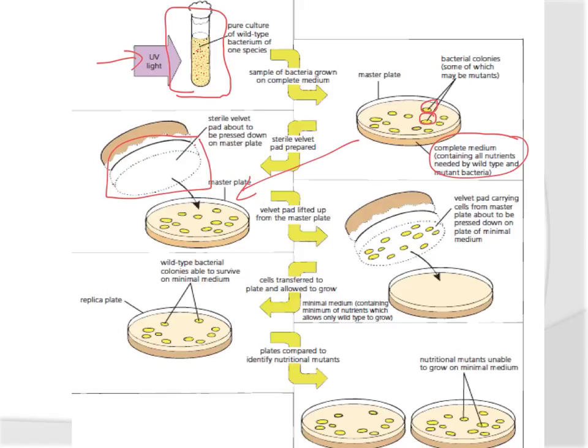It's lifted up from the plate. And what happens is the cells have been transferred onto here. And then what they do is they can take that pad and press the pad down onto an agar plate that has got the cheaper agar in it, or nutrient agar.